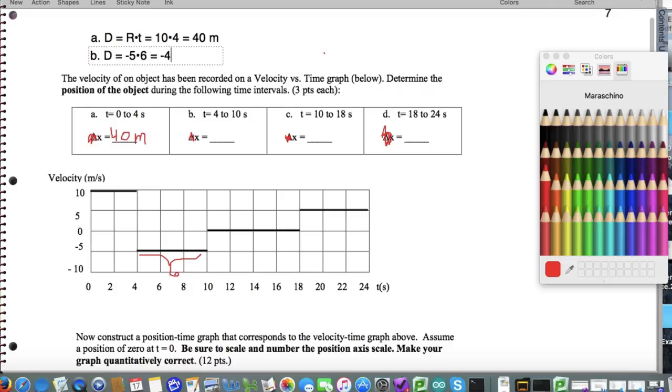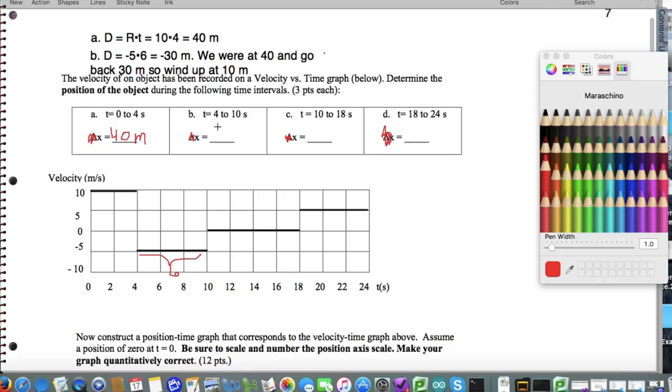So we go backwards 30 meters, but let's be careful. For part B, what we really need to note here is we were at 40 and go back 30 meters, so wind up at 10 meters on the ruler. So here, x is going to be 10 meters. Then for 8 seconds, we just sit there and do, well, nothing. So we remain at the 10 meter mark at part C.